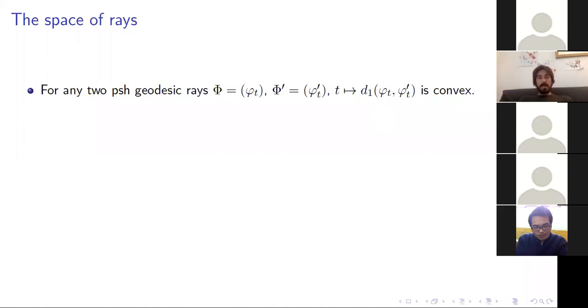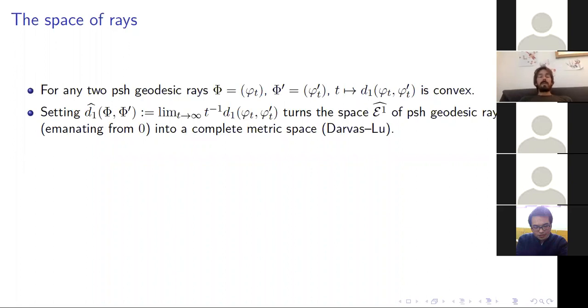So from this convexity property, you can introduce a natural distance metric on the space of rays. You look at geodesic rays which are PSH in the space E1, and for all of them you require that the origin is zero, the special omega PSH function that we have singled out. So you only take rays that start at the origin. By the convexity, you can look at the slope of the distance between phi t and phi prime t. This slope, the limit of 1 over t times d1 of phi t, phi prime t, will exist. You view this as the distance between the two rays, capital phi and capital phi prime. So it's the distance d1 hat.